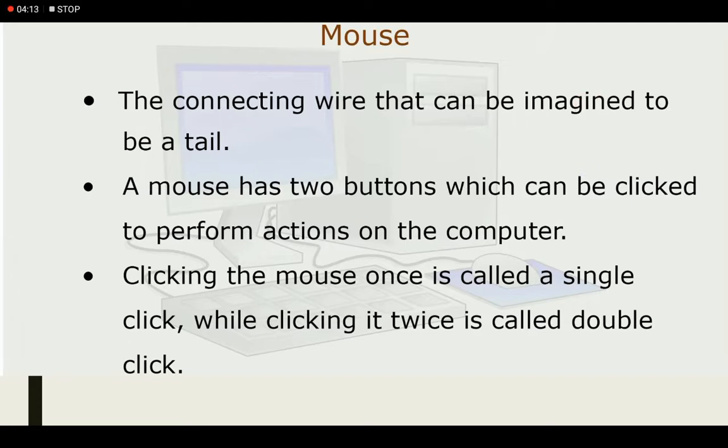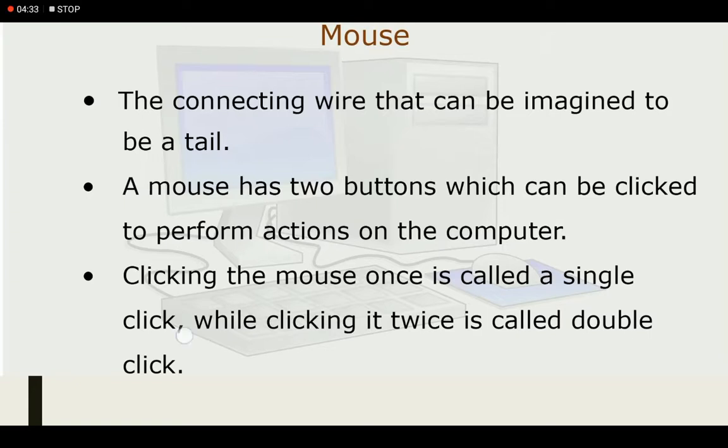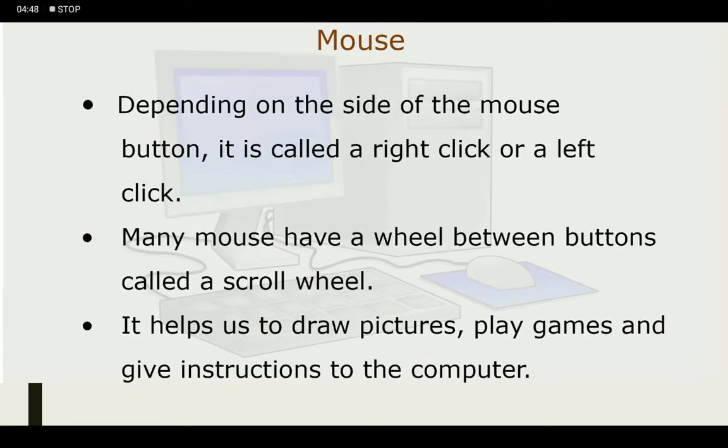A mouse has two buttons which can be clicked to perform actions on the computer. So as you can see, the mouse has two buttons. The first button is called the left mouse button and the second button is called the right mouse button. Clicking the mouse once is called a single click, while clicking it twice is called a double click. Depending on the side of the mouse button, it is called a right click or left click.